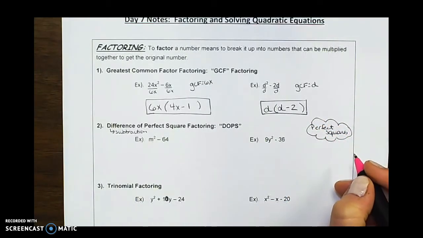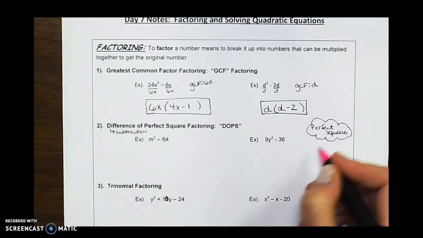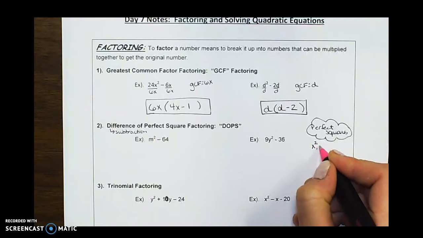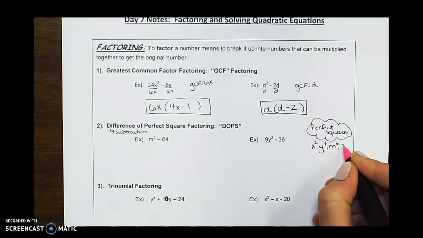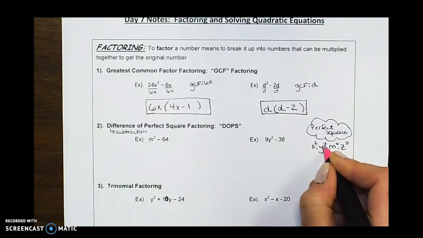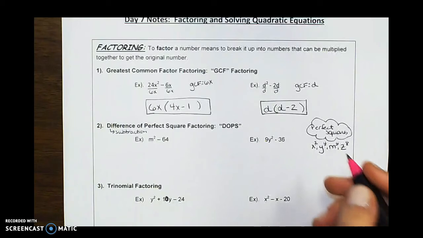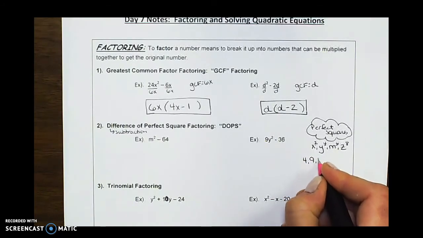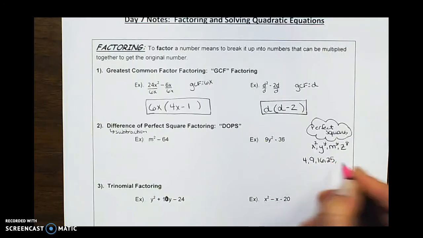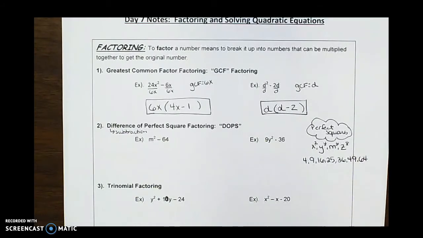First we have our variables. Any variable to an even power is a perfect square. So x squared, y to the 4th, m to the 6th, z to the 8th. As long as that power is even, it's a perfect square. Now our number perfect squares, for instance: 2 squared is 4, 3 squared is 9, 16, 25, 6 squared is 36, 7 squared is 49, 8 squared is 64, and so on and so forth.